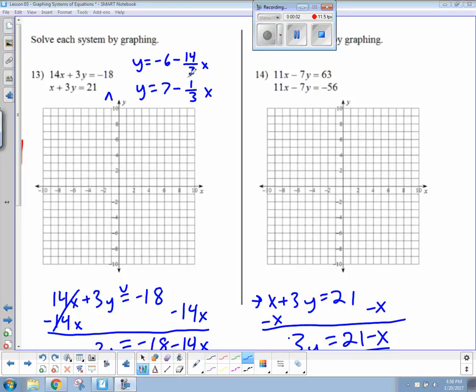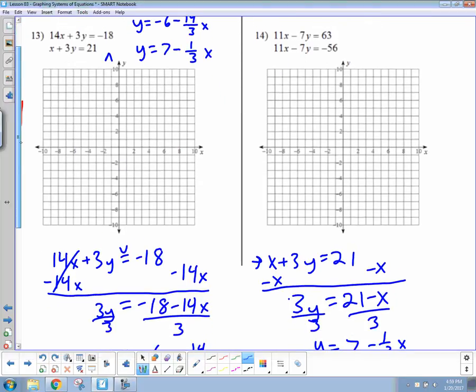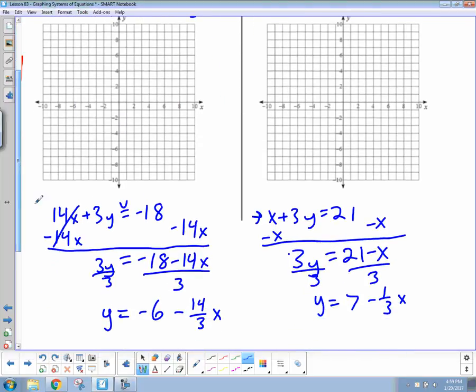Alright guys, let's try to finish up these system of equations, okay? As you can see, I already took the liberty of working this one out. Subtract 14x from both sides, divide by 3. Negative 18 divided by 3 is negative 6, negative 14 over 3. Well, it doesn't really reduce. Leave it as a fraction so you can count using your slope.